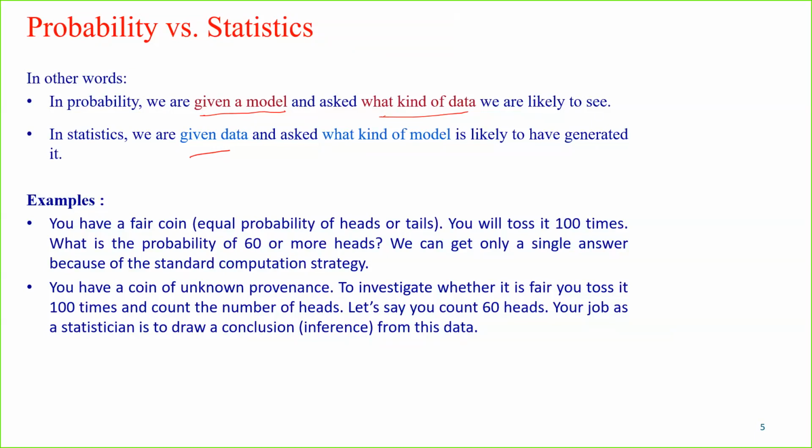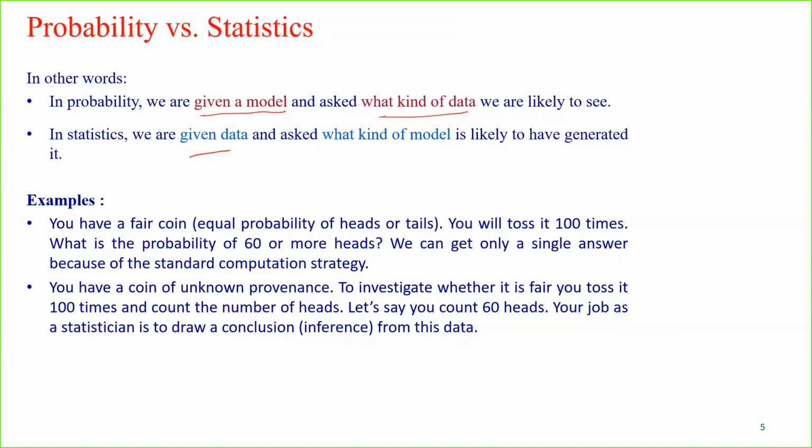This is the probability concept. You know the underlying model or the underlying distribution of these heads and tails, and you're expected to estimate the probability of a certain event. But if you have a coin of some unknown provenance, it means you don't know whether it is a fair coin or not. The task is to investigate that. So to investigate whether it is a fair coin or not, you toss the coin 100 times and count the number of heads.